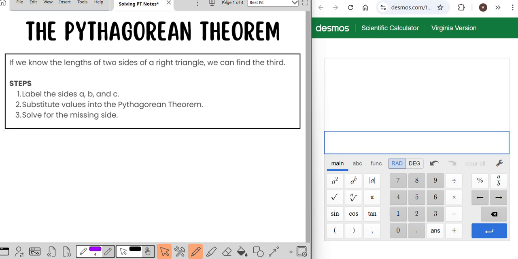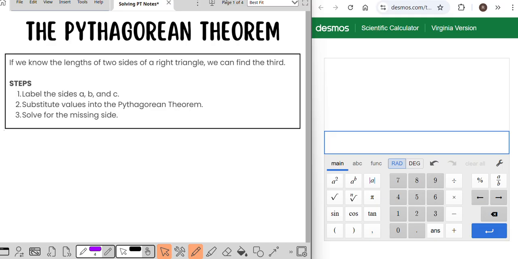Hello, everyone. So we are going to talk more about the Pythagorean theorem. Are you so proud of me for saying that? But from now on, I'll call it the P theorem. So if we know the lengths of two sides of a right triangle, we can find the third. And it's surprising how important this actually is.